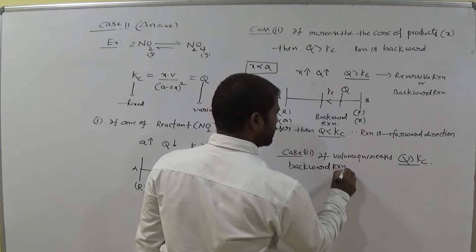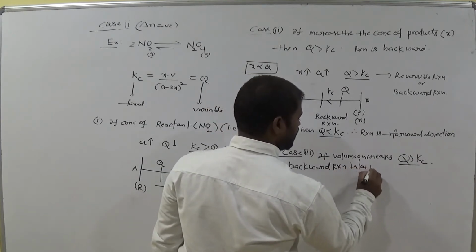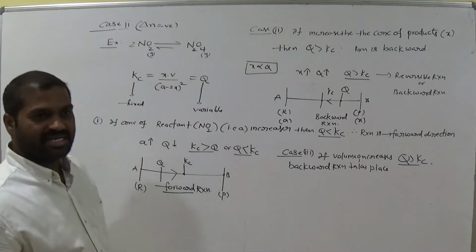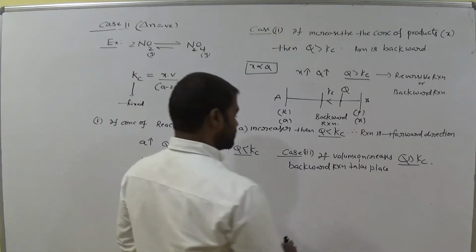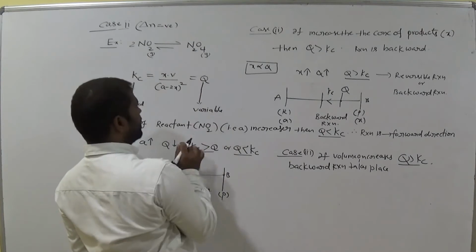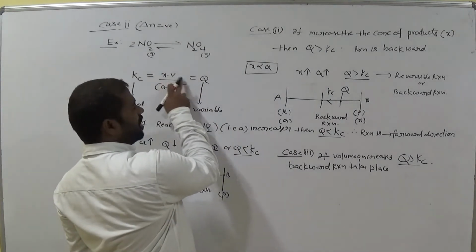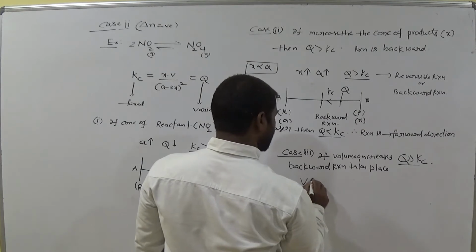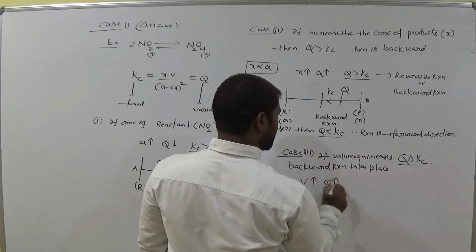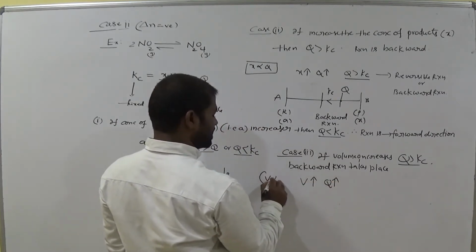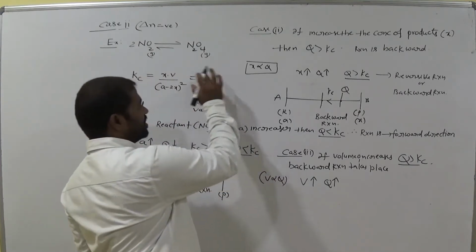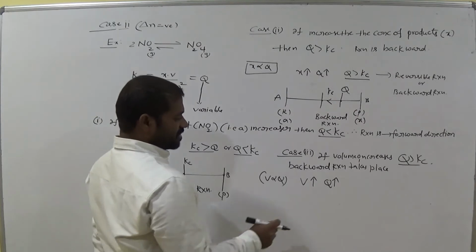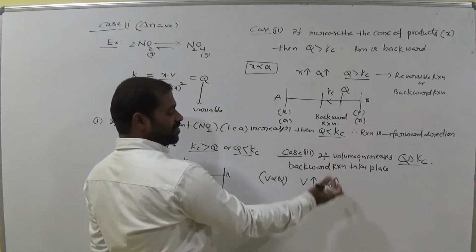Backward reaction takes place. Which reaction takes place? Backward reaction or reversible reaction. So in this expression, is the relation between volume and Q directly proportional or not? That means if volume increases, Q also increases. Why? Because V is directly proportional to Q in this expression, am I right? Is it clear? So volume increases, Q also increases.